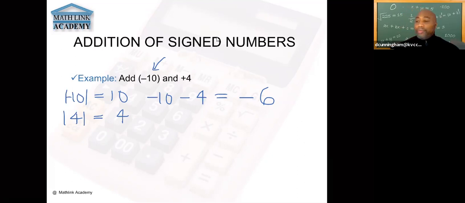And so your answer would be a negative 6 because the bigger number, negative 10, is dominating the smaller number, positive 4. Again, there are other ways to look at it, but looking at the procedure that was given to us, that's how we can add different signs that we have here, okay?